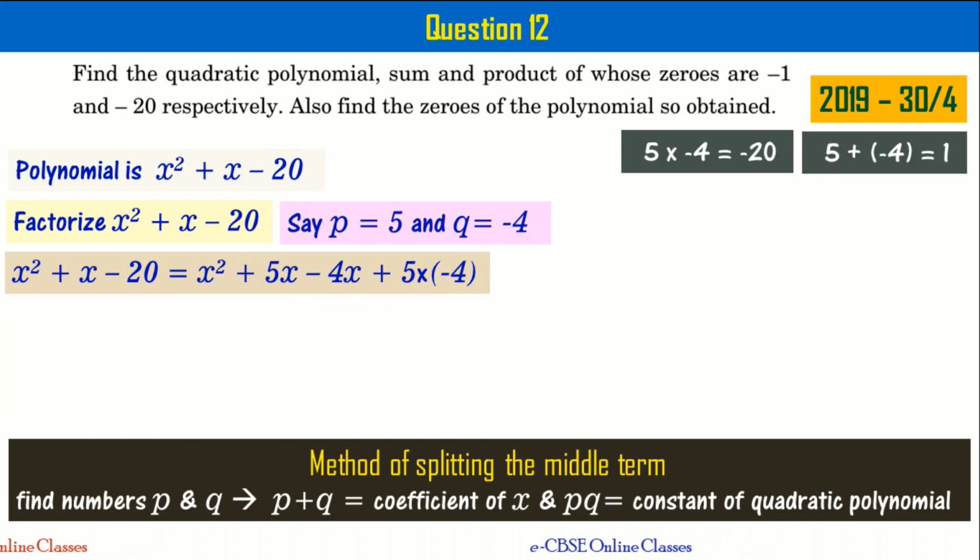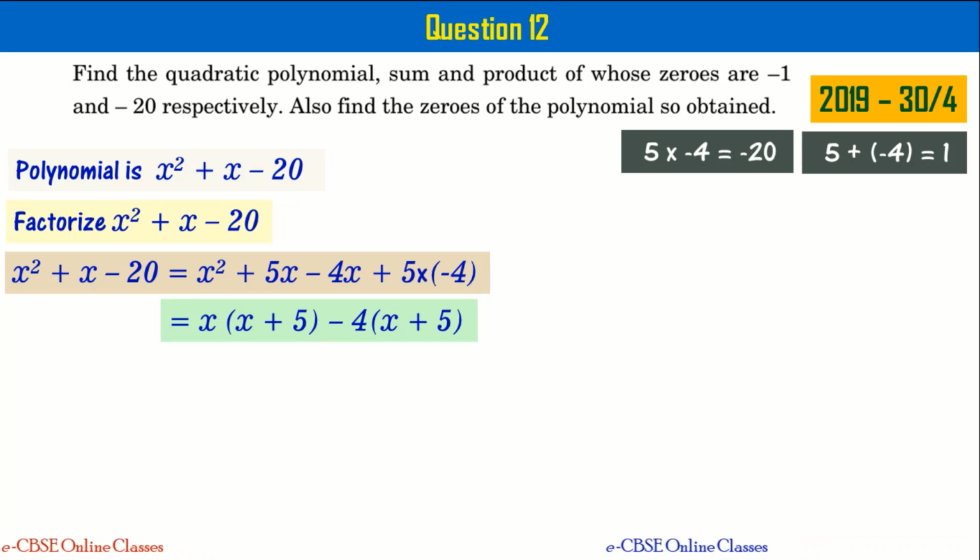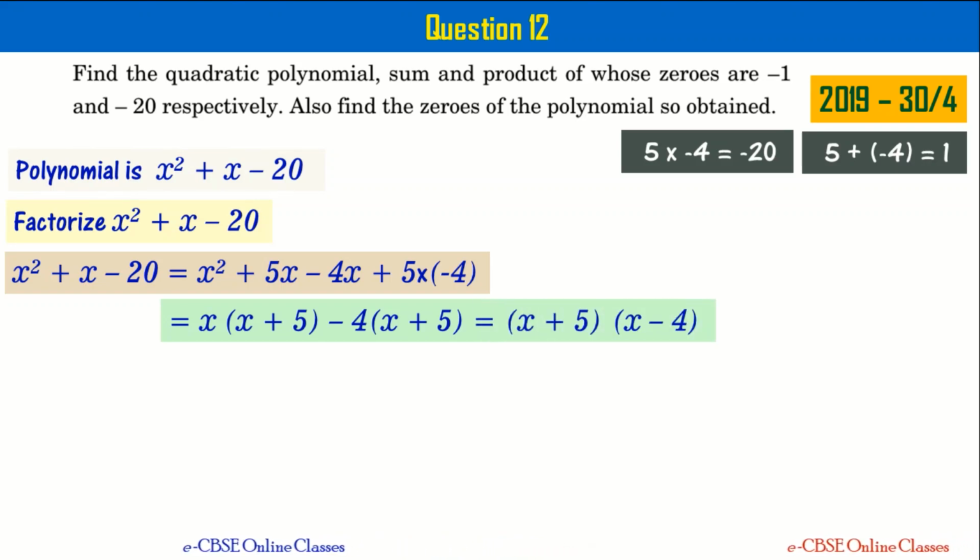Then let me rewrite x square plus x minus 20 as x square plus 5x minus 4x plus 5 times minus 4. Now looking at this expression, you can take x as common factor from first two terms and minus 4 as common factor out from last two terms, right? If you do that, you will end up with an expression like x times x plus 5 minus 4 times x plus 5. You take x plus 5 common from this expression itself such that you get x plus 5 times x minus 4. So the polynomial is factorized into x plus 5 times x minus 4, right?